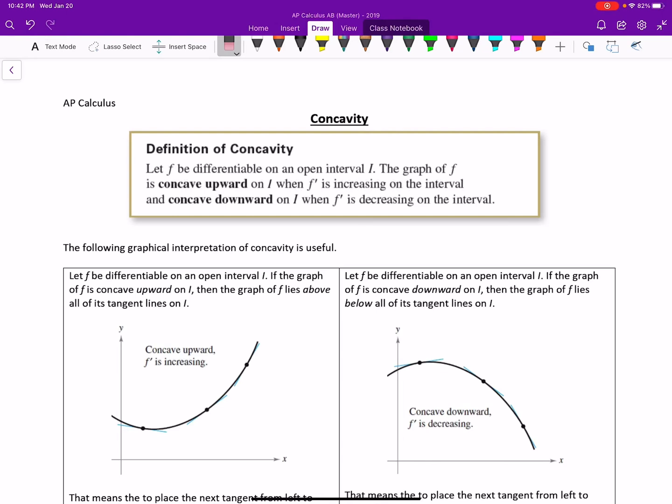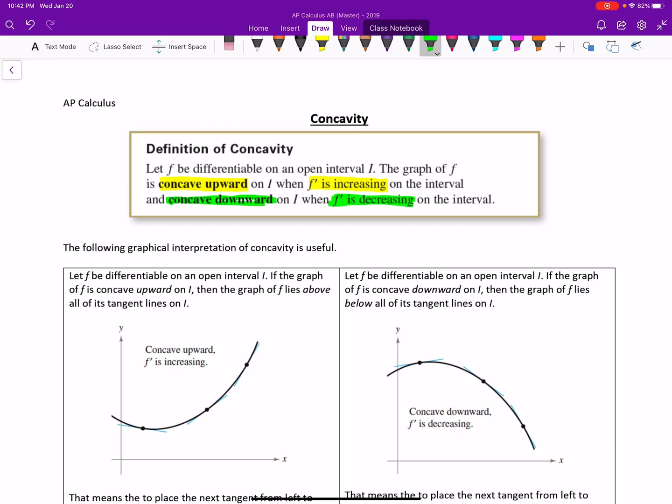The definition of concavity goes like this. Let f be differentiable, so that's important, on an open interval I. The graph of f is concave up on I when f prime is increasing on the interval, and concave down on I when f prime is decreasing.